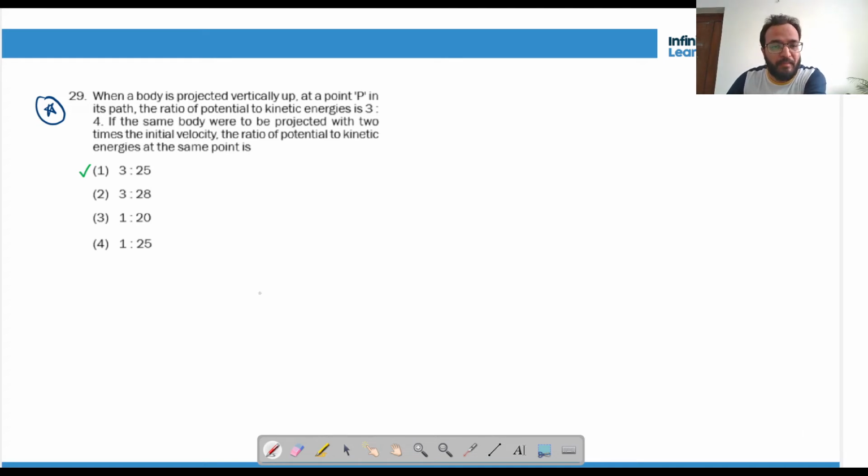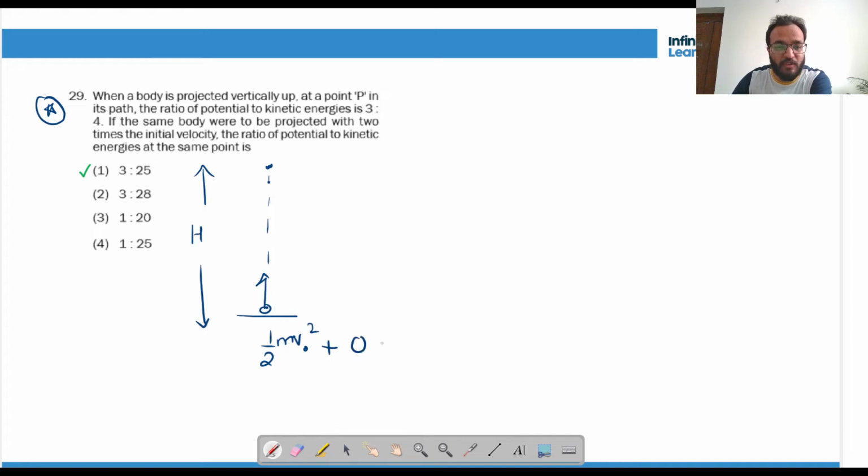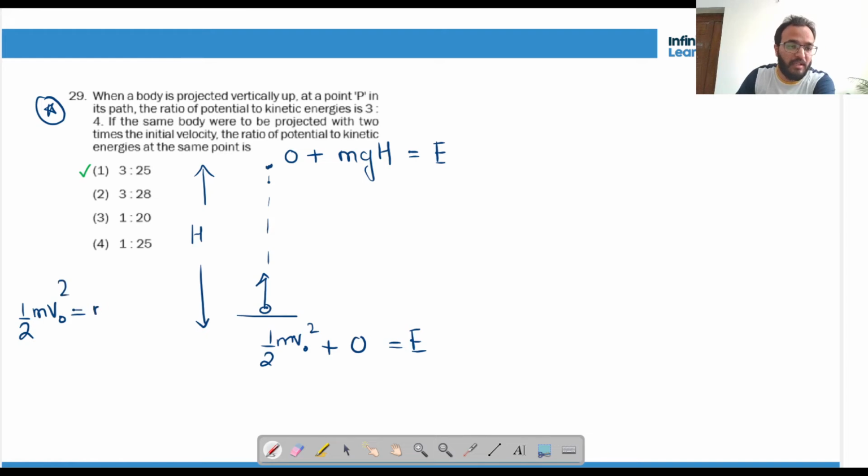So when a body is projected up, let's say a body is projected up from here. Suppose its kinetic energy is half m v0 square. So obviously it will reach the topmost point. Let's say that topmost point is height H. At the start we have half m v naught square plus 0, and at the top, kinetic energy is 0 but potential energy is mgH, and we know that total mechanical energy remains conserved. So we can say that half m v naught square is nothing but mg into capital H, number one.